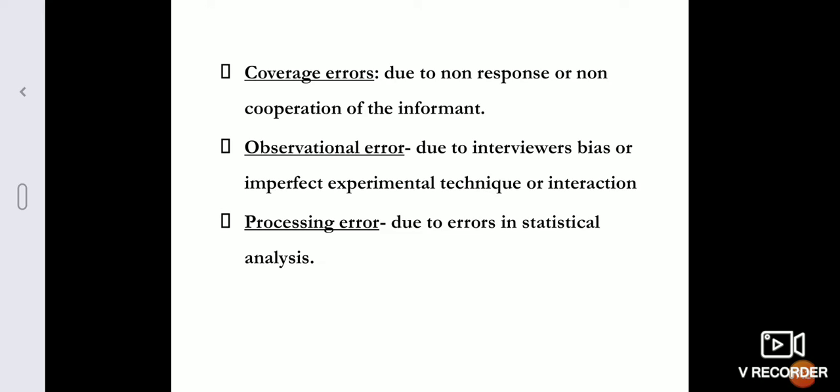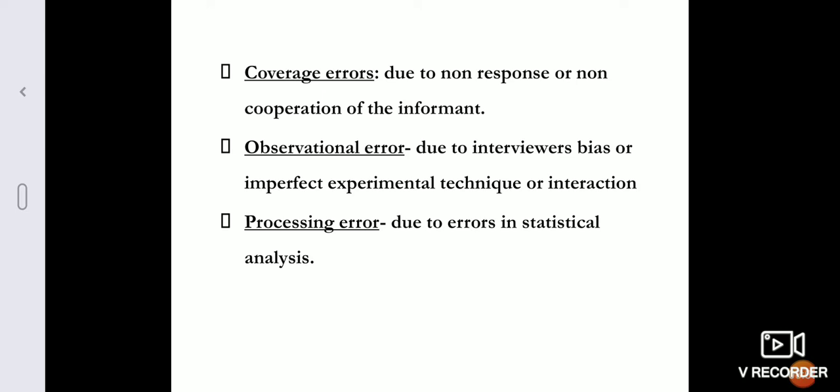Now coverage errors are due to the non-response or non-cooperation of the informant. As I have told you yesterday, some information might not be given by the participant wholeheartedly, or maybe he is not willing to give you total information, or he is hiding some part of the information which is very crucial for the study, that becomes an error. Because if he is not giving the information you require for your study purpose, that study becomes useless for us. So that becomes a coverage error.